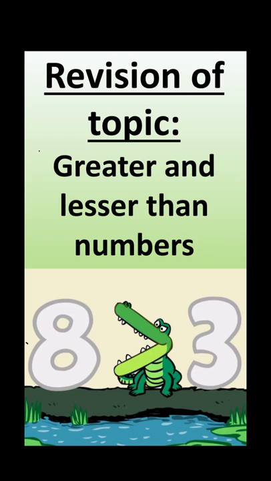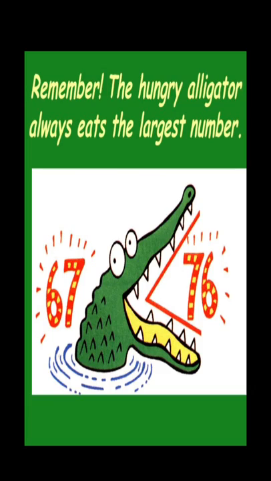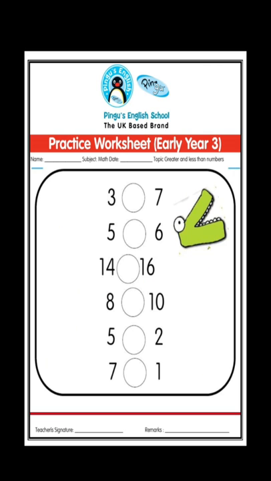Earlier 3, today we were having maths unit, and in that we have done the topic of greater and lesser than numbers. First of all, Earlier 3, you have to remember this thing: Mr. Alligator is hungry and he always wants to eat the greater number, the greater quantity, the more food. Alright, now let's move on.